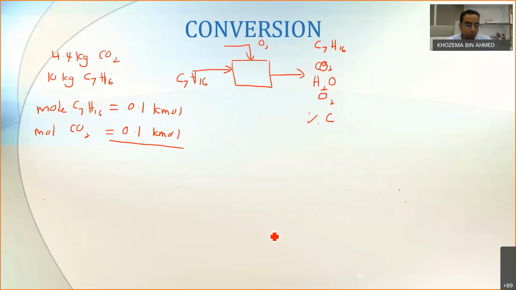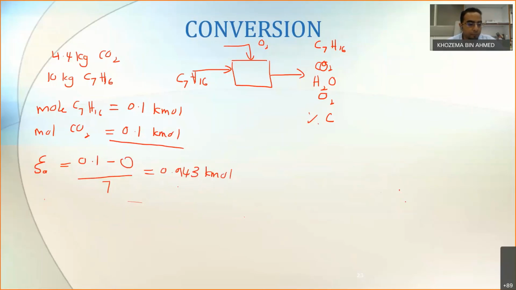So to find my actual extent of reaction, I can use this value here. I write actual ξ is equal to, based on the CO2, the final mole is 0.1. Initially I had no CO2 in my system, so minus 0, divided by my stoichiometric ratio for CO2, which is 7. So I get here 0.0143 kilomole.